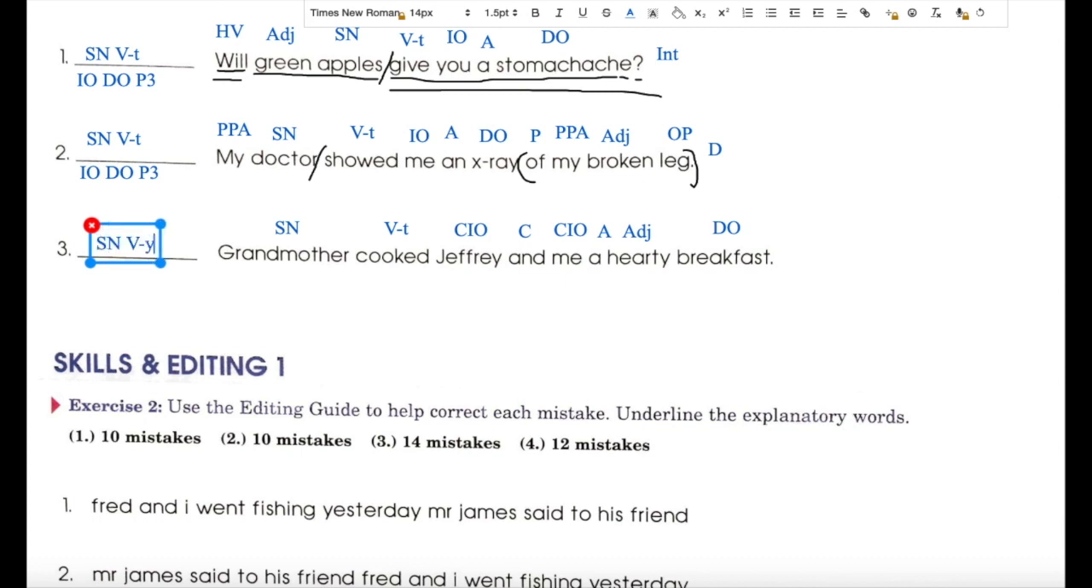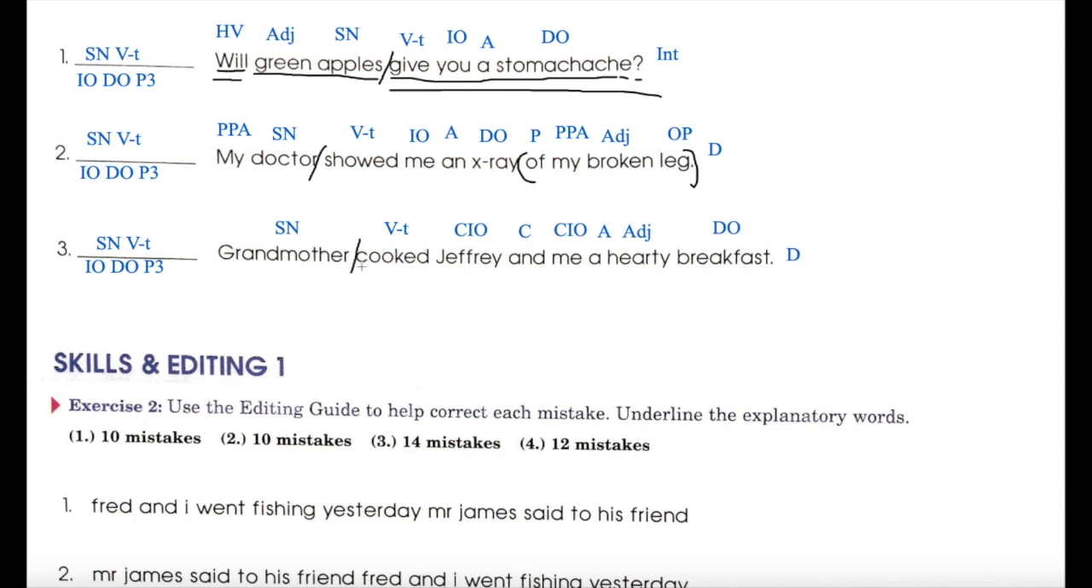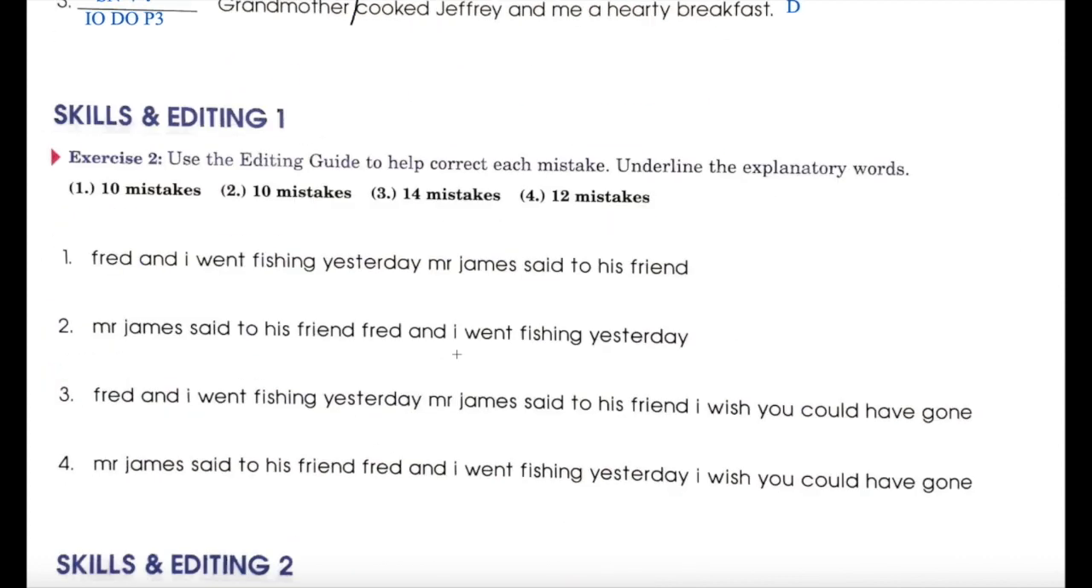SN, verb transitive, indirect object, direct object, pattern 3. We have no prepositional phrases. We have period, statement, declarative sentence. Go back to the verb, divide the sentence. Our complete subject is grandmother. The rest is our complete predicate.